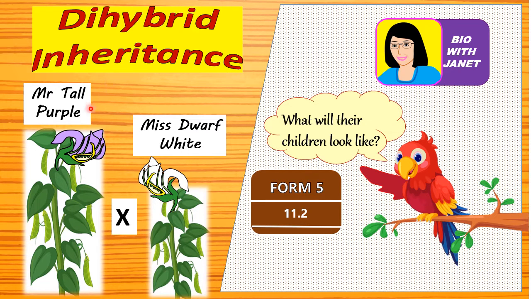So Mr. Tall Purple married Miss Dwarf White. What will their children look like, right? So this is related to dihybrid inheritance.